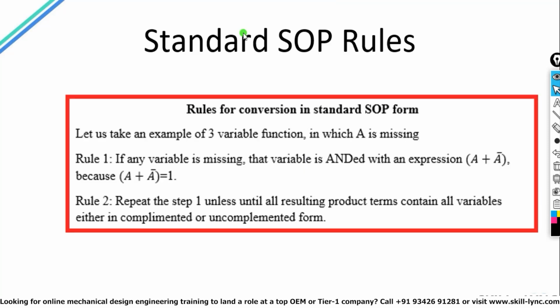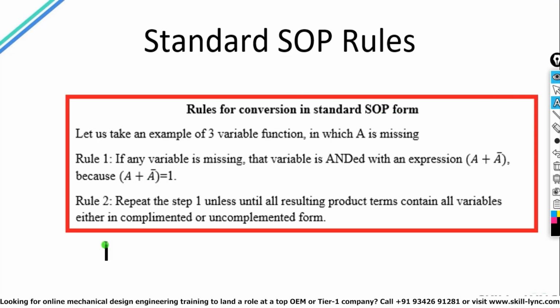So see what the rules are if it is standard or non-standard, and how to proceed further. Let's take a case of 3 variables where A is missing. First of all, identify which variable is missing, then take A plus A bar and multiply it with that function. Why am I taking A plus A bar? Because A plus A bar is 1, and when we multiply the function with 1, it is the same function. Do you understand?